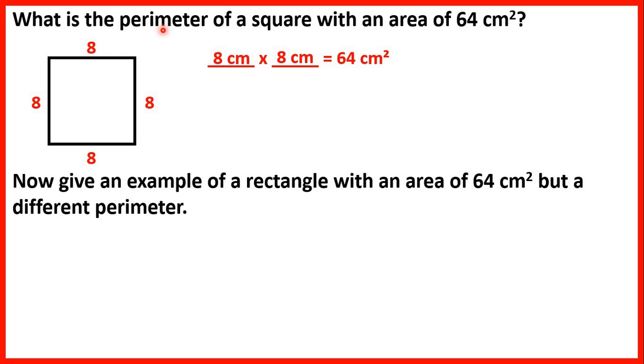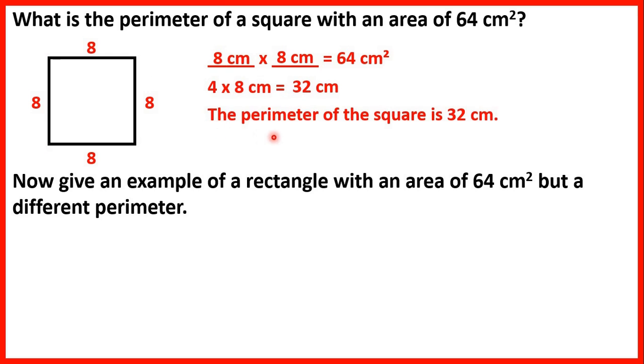Now remember, the perimeter is the distance around the outside, so we have 8 plus 8 plus 8 plus 8, and 4 times 8 is 32. So the perimeter of the square is 32 centimeters.